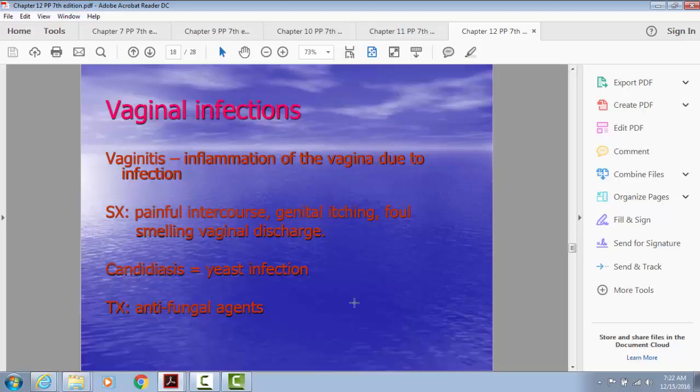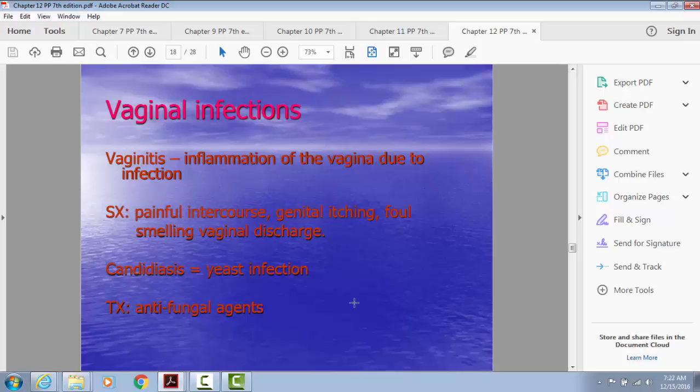So many times we'll see females that will get a yeast infection after taking an antibiotic, because antibiotics are known to get rid of the normal flora, the normal bacteria that's present in the vagina. And when it does that, it allows any yeast that's there to kind of take over.